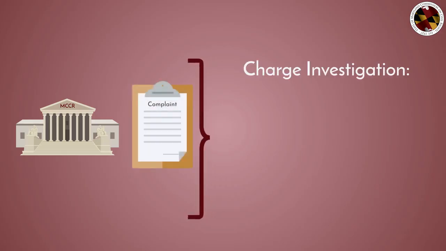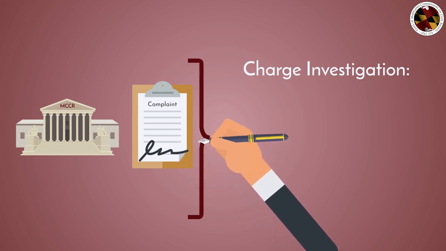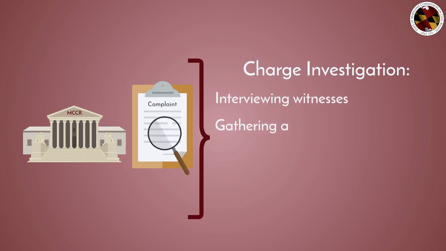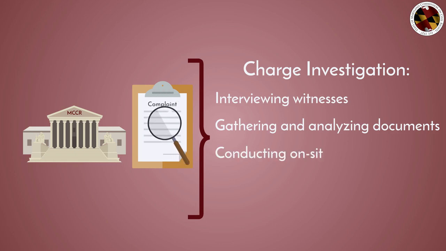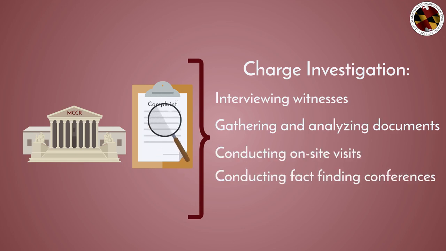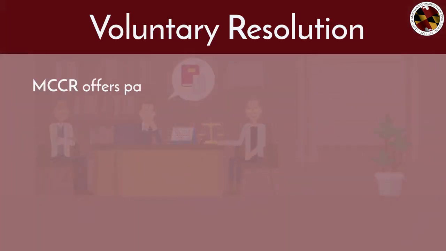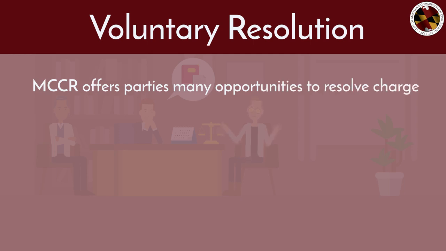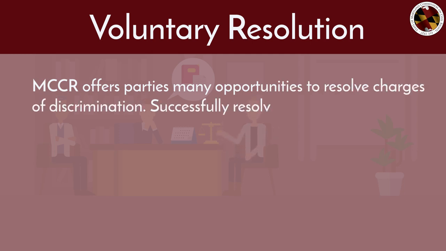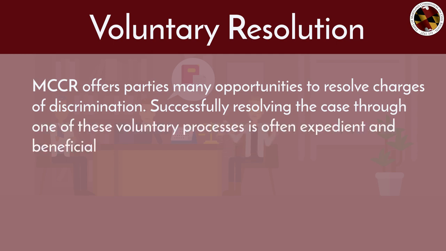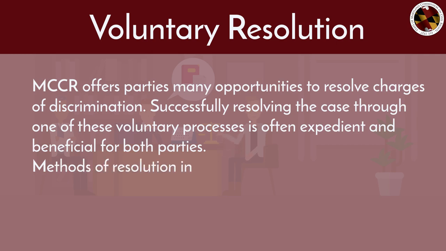Charge investigation. Once a case is assigned for investigation, the investigator will conduct an impartial investigation to determine the facts through interviewing witnesses, gathering and analyzing documents, conducting on-site visits, and conducting fact-finding conferences. Voluntary resolution. MCCR offers parties many opportunities to resolve charges of discrimination. Successfully resolving the case through one of these voluntary processes is often expedient and beneficial for both parties. Methods of resolution include settlement and conciliation.